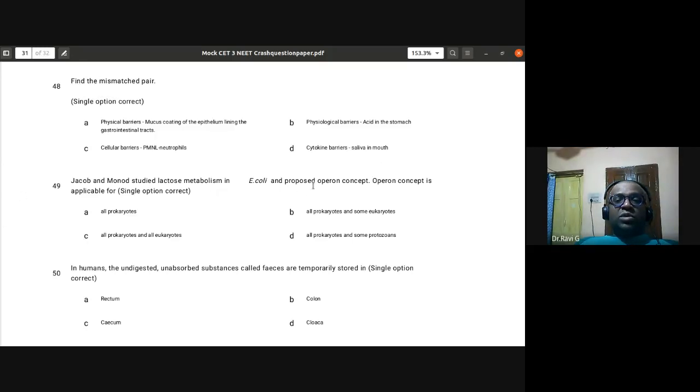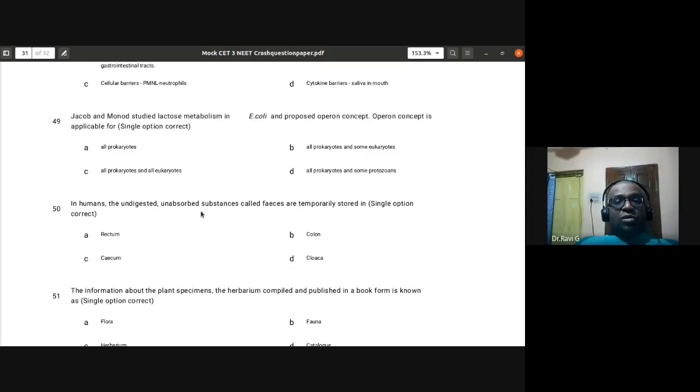Coli and proposed operon concept. The operon concept is applicable for all prokaryotes, all prokaryotes and some eukaryotes, all prokaryotes and all eukaryotes, or all prokaryotes and some protozoans. So the 49th is all prokaryotes and some eukaryotes. Jacob and Monod's lac operon concept is applicable to all the prokaryotes and a few eukaryotes.